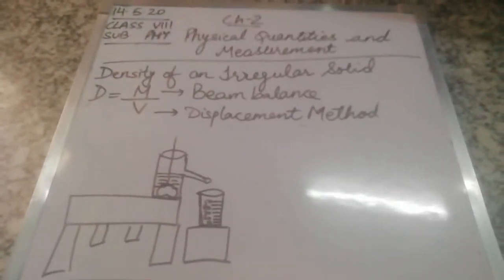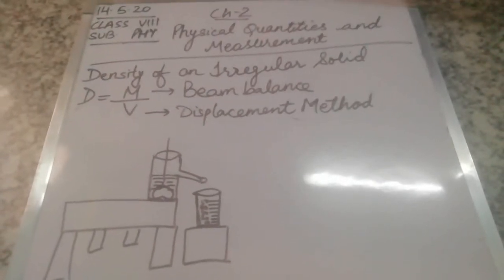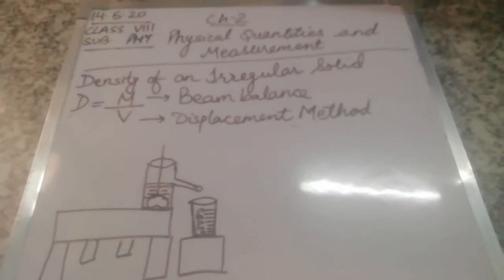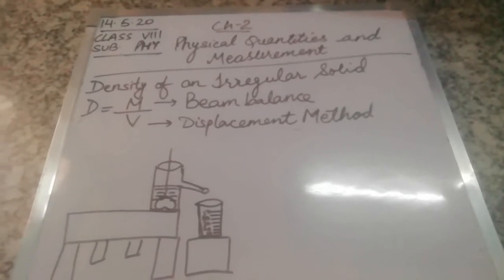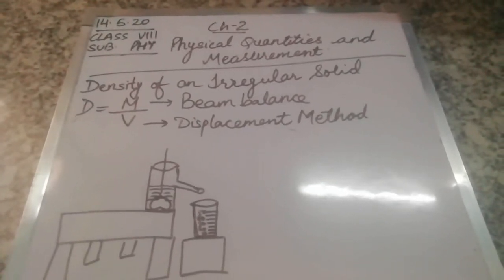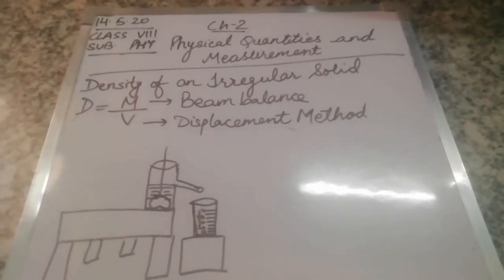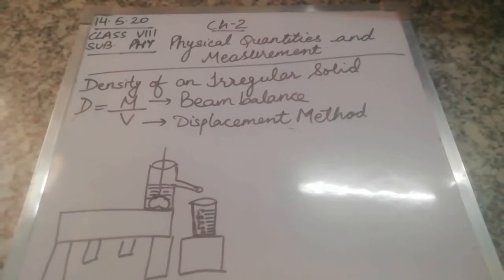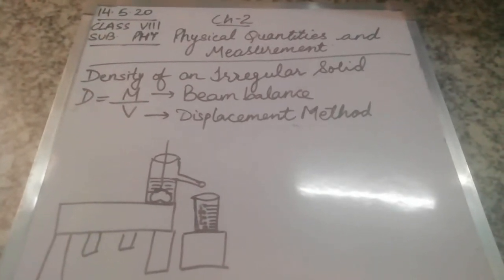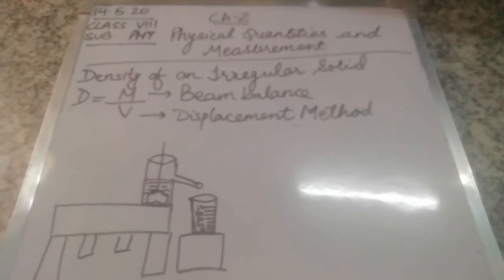Now what are irregular solids? What are irregular solids, children? Irregular solids are those solids whose dimensions are not measurable. We are not able to measure the dimensions of the solids. Those solids are called irregular solids, like a stone piece. Okay, it is an irregular solid.